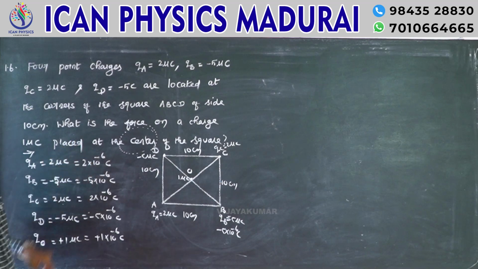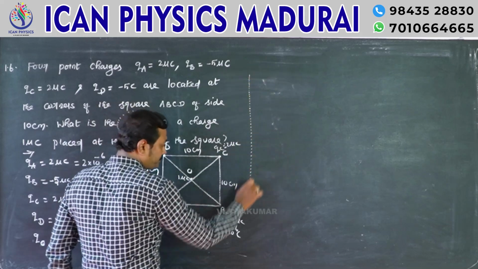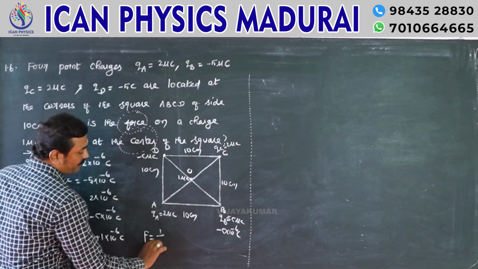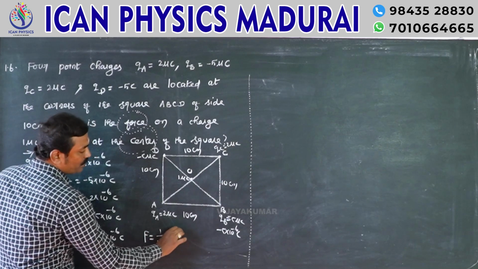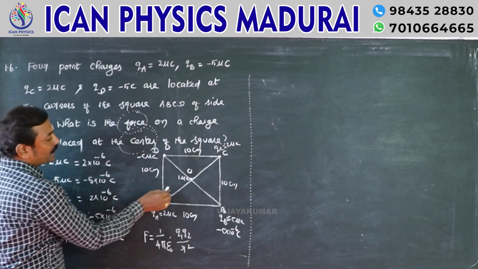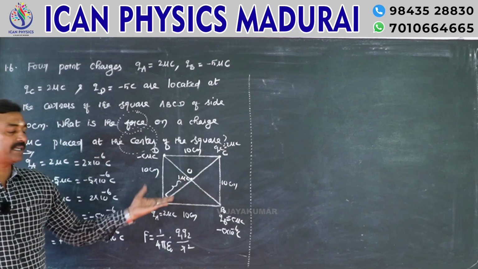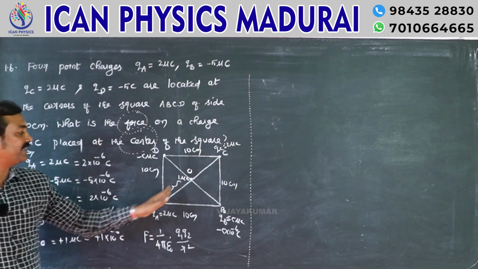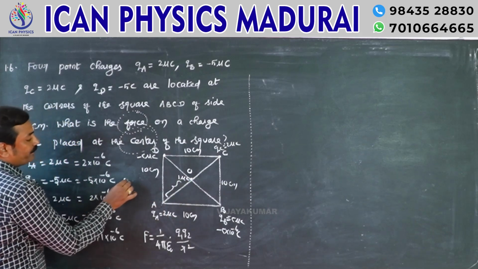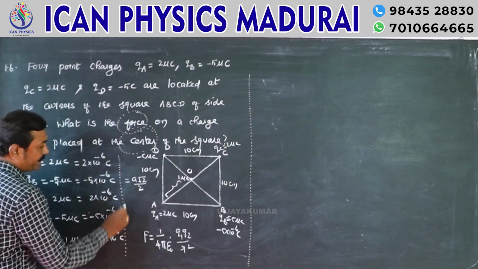Now we are going to calculate the force. What is the formula for force? We know that it is 1 by 4 pi epsilon 0 Q1 Q2 by R square. First I am going to calculate the force between QA and QO, but I don't know the distance between the two. To calculate the distance between O and A, the formula is A root 2 by 2.